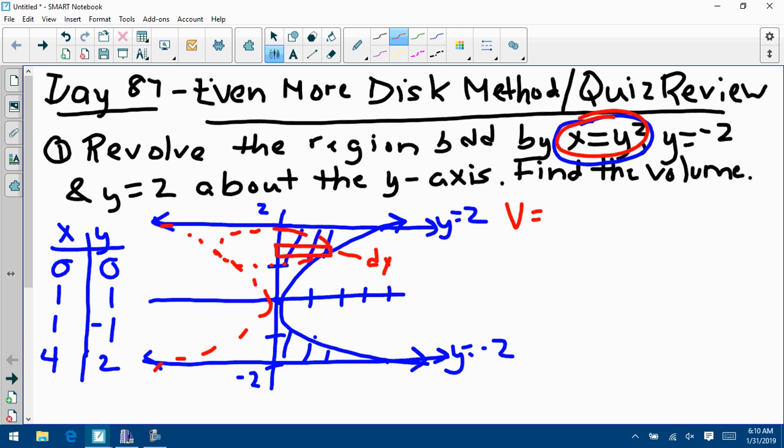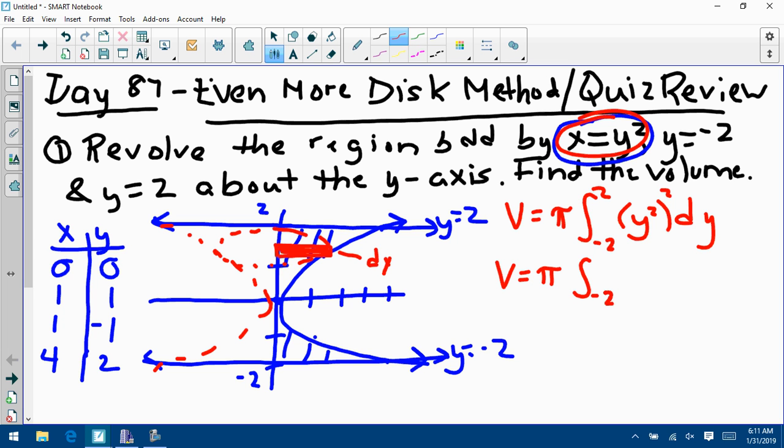Volume's going to equal what always goes out front, pi times the integral of, what are your limits? We're doing y's, so it's going to be -2 to 2. And the width of all of these rectangles, or the radius of all these disks, I guess I should be saying, is going to just be y squared. That's pi r squared h. H is dy. So there's your formula. All right, so we can clean this up a little bit. We have pi times the integral from -2 to 2 of y to the 4th dy.